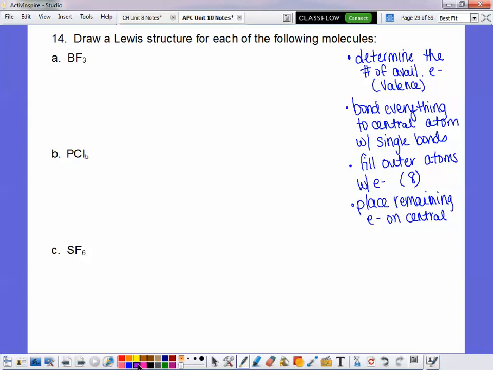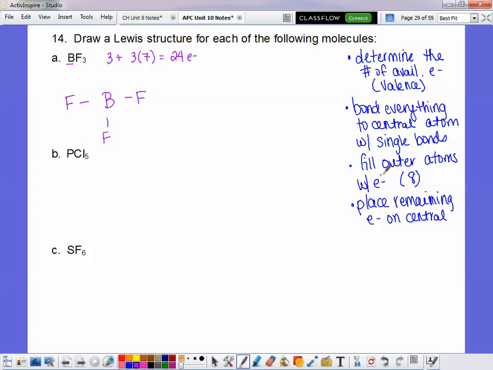Okay, so BF3. Boron has 3 valence electrons, and each fluorine has 7. So that's a total of 24 electrons that are available. So we've determined the number of available electrons. So now we're going to bond everything to the central atom with single bonds. Boron is my central because it's listed first. So we're going to bond to fluorine with single bonds.